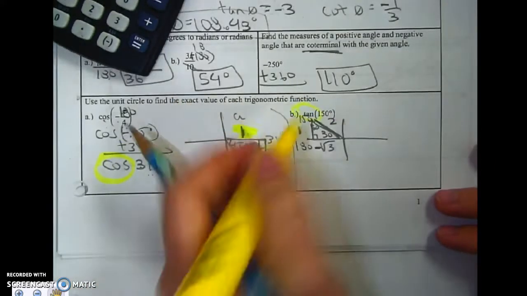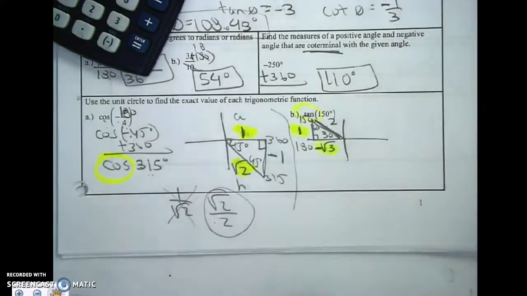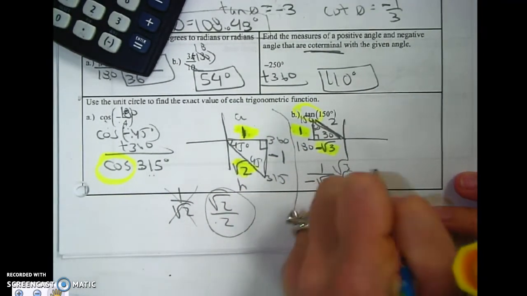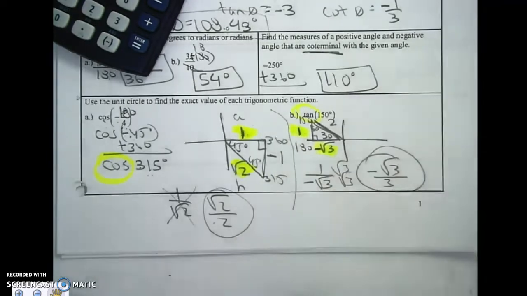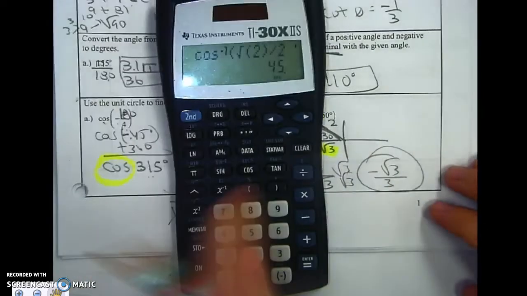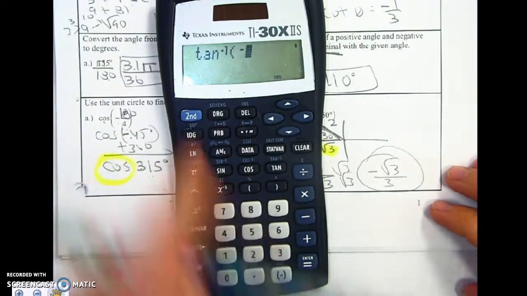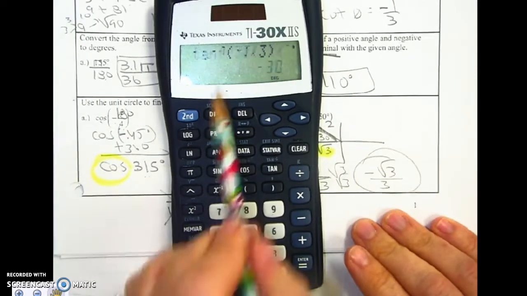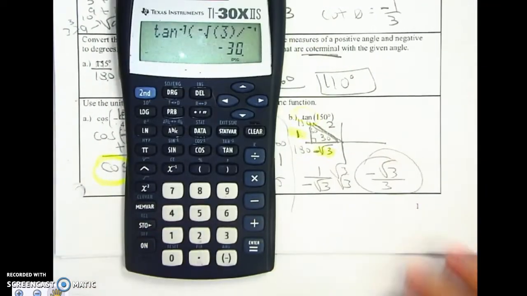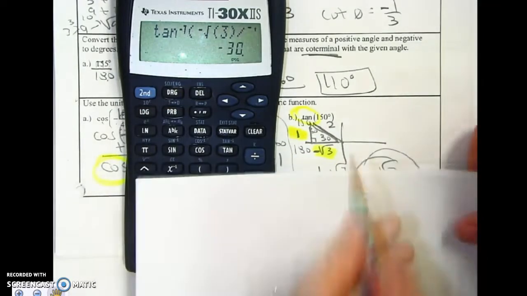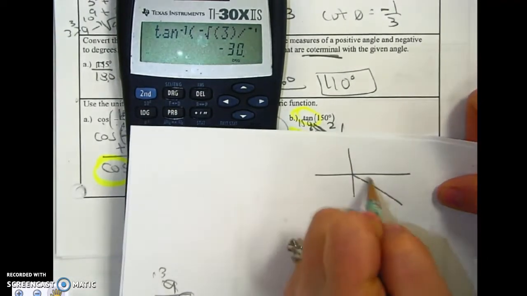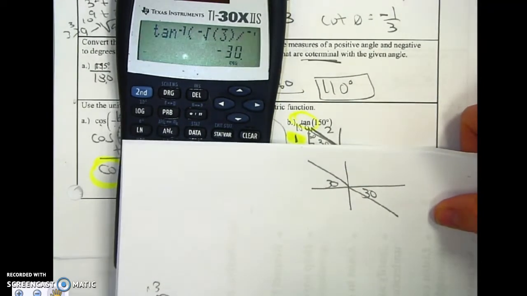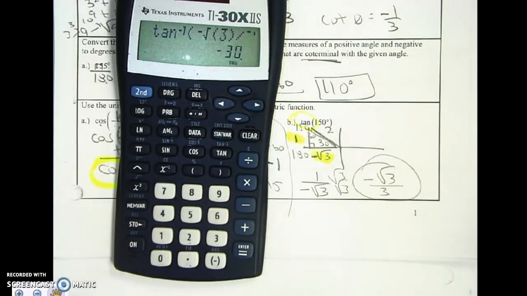Tan is opposite over adjacent. 1 over negative rad 3. Rationalized, that is negative rad 3 over 3. You're not sure I'm right? Let's do the inverse tan. Inverse tan of negative rad 3 divided by 3. I get negative 30. The problem is my calculator only knows so much. So my calculator goes, hey, negative 30 is over here. But we know it's actually in the second quadrant, reference angle. It matches, you're good to go. That's the first page.